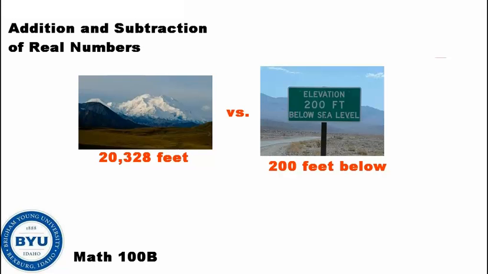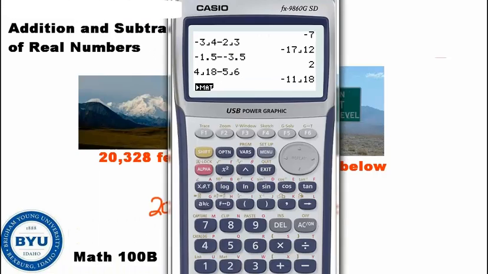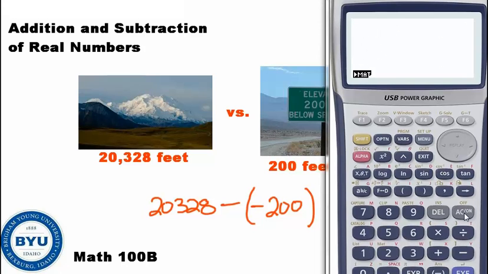So again, the idea there is difference. The word difference means subtraction. And so the problem that we have here to set up is 20,328 feet minus, because we're doing the difference. And then we have Death Valley, which is 200 feet below sea level. And so we would need to mark that as a negative, because it's negative 200 feet because it's below sea level. And so as we work that out, that would be how we get the answer for the difference in the change of altitude. We would do minus a negative 200.